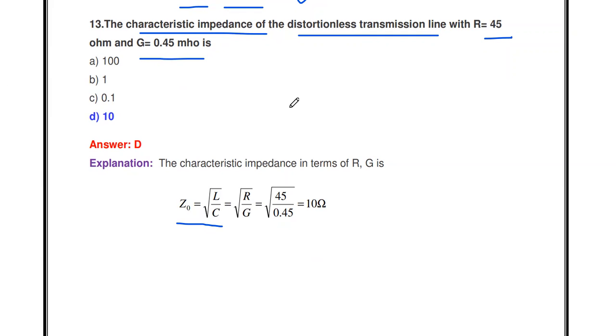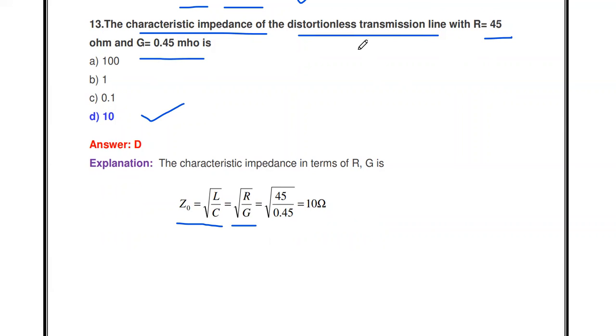That R by L is equal to G divided by C. So that's why the square root of L by C is always equal to the square root of R by G for this distortionless line. Okay, so therefore, square root of what is the value of R? 45. What is the value of G? 0.45. So the answer is 10 ohms. Okay, so 10 ohm is the answer.